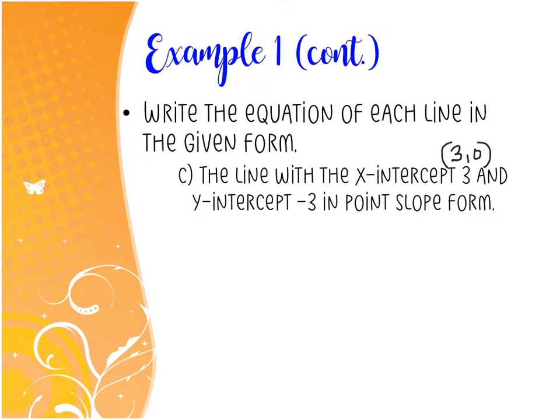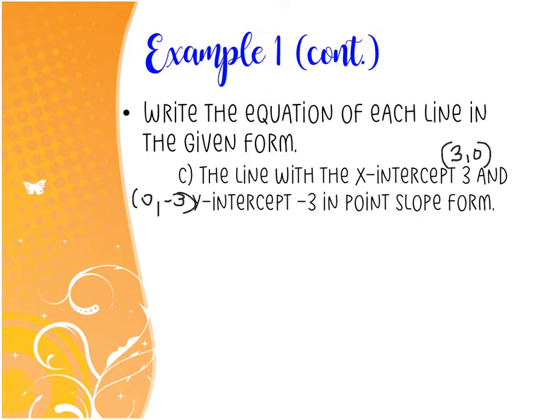The y would be 0, the x is 3. And the y-intercept is when what letter is 0? So this would be 0, -3. This is similar to the last one in that I have 2 points, it's just that they're both intercepts. But I'm still missing what?